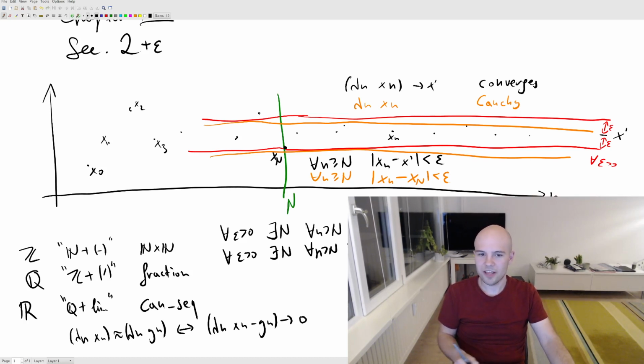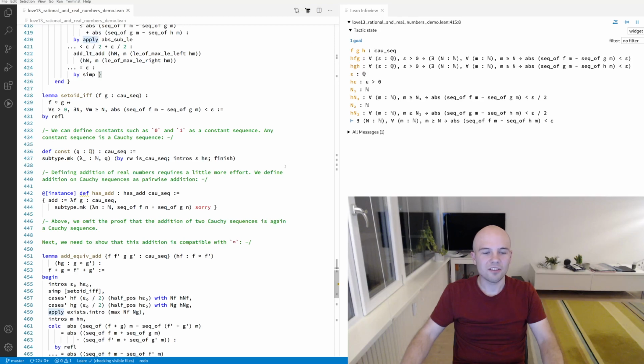So there are lots of variations on this. Maybe you can try proving some of them to be equivalent. Maybe some definitions like this are more convenient to prove that the addition of Cauchy sequences is again a Cauchy sequence. Yeah. So this is not the only possible choice of definition of Cauchy sequence here.